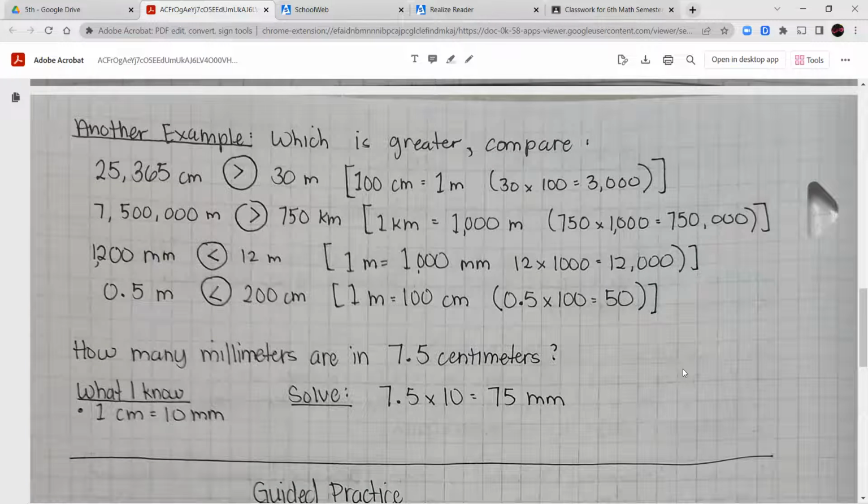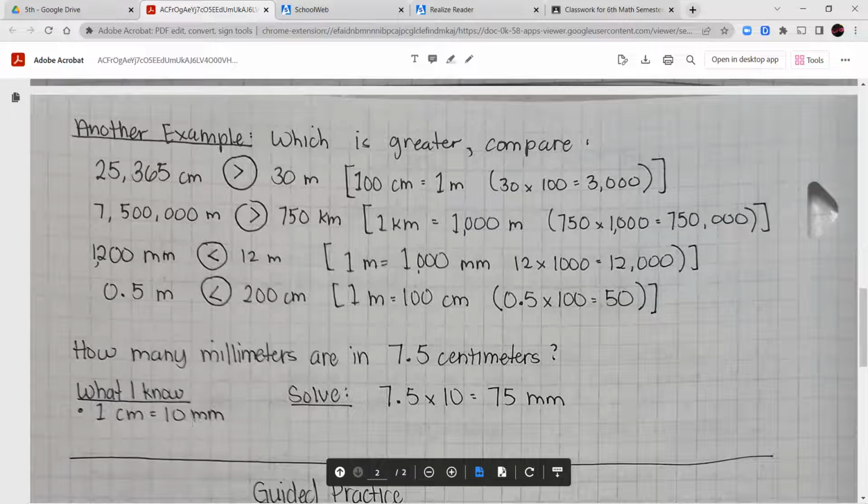And my last example before we get into our guided practice, how many millimeters are in 7.5 centimeters? So I know 1 centimeter is equal to 10 millimeters. So if I want to convert from bigger units to smaller units, I'm going to multiply. So I'm going to do that 7.5 times 10. And all that tells me is I'm going to be moving that decimal place one spot to the right when I multiply by 10. And I'm going to have 75 millimeters.